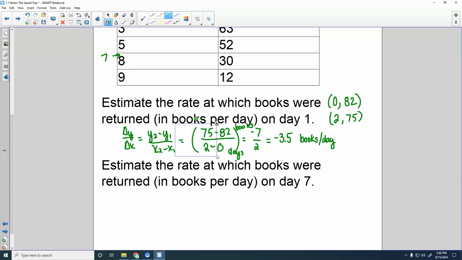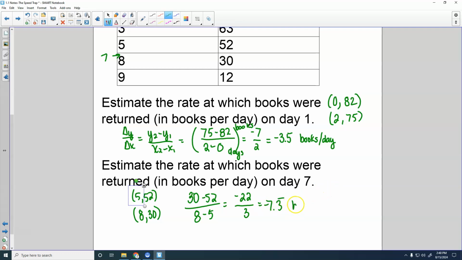So we would do something similar here. Those points are like 5, 52, and 8, 30. And so I would do 30 minus 52 over 8 minus 5. That is going to give me negative 22 over 3. Let's put a decimal for that. Negative 7.3 repeating, I should have known that in my head. Negative 7.3 books per day.